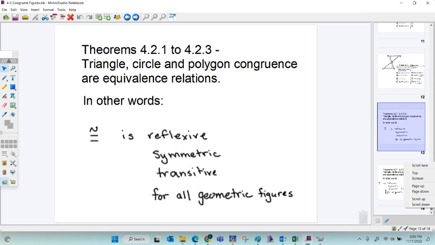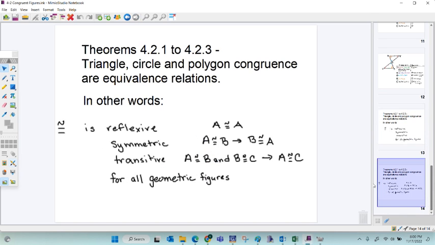So we can apply that to our triangles, or you can apply that to any geometric figures. So if these are random geometric figures, this is not point A congruent to point A, it's just random geometric figure A is congruent to itself. A congruent to B means that you could also say B congruent to A, symmetric property. A congruent to B and B congruent to C implies that A is congruent to C, just because they are congruent to the same thing.